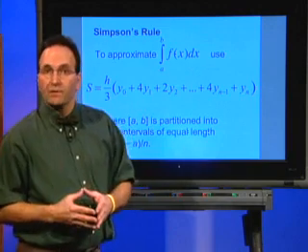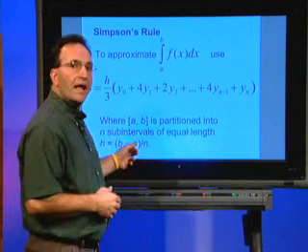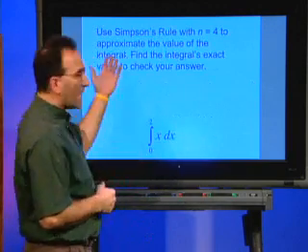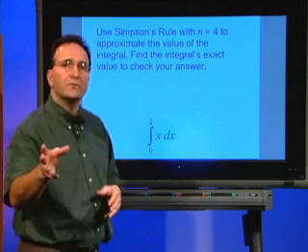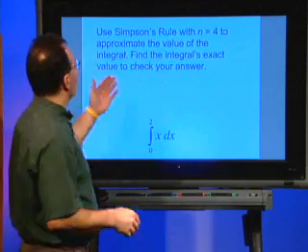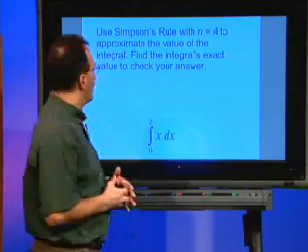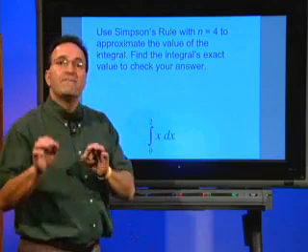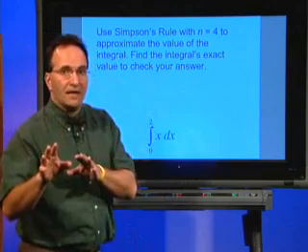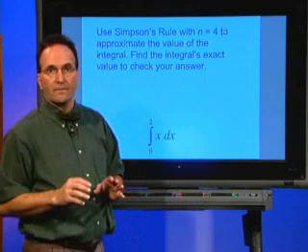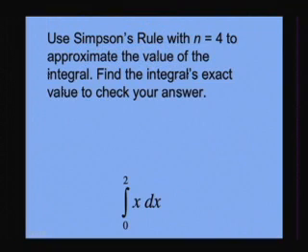Let's do an example where we apply Simpson's rule. And so let's take a look at using Simpson's rule with n equal to 4 and approximate the value of the following integral. And then find the integral's exact value so we can check our answer. And the integral that we have is the integral from 0 to 2 of x dx.